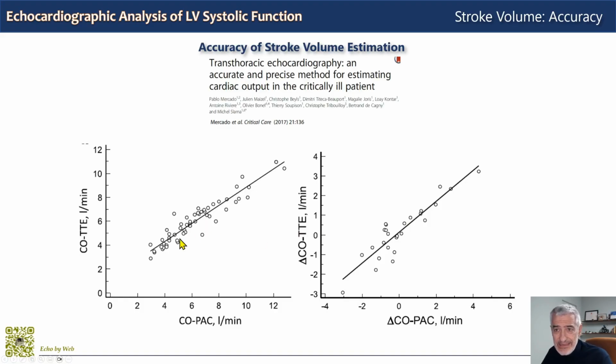You can see here the dispersion of the measurements around the lines of identity, comparing transthoracic evaluation on the vertical axis and invasive evaluation of cardiac output on the horizontal axis. As I said, the dispersion of values is quite limited. So in the end, the echocardiographic measurement is quite accurate.